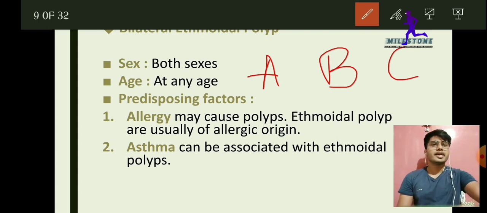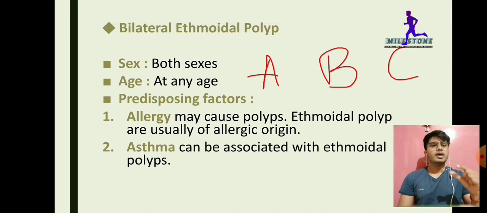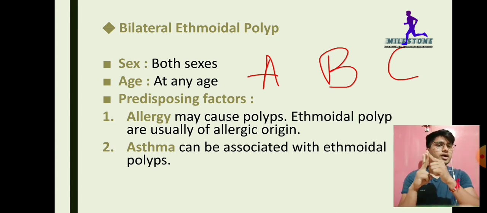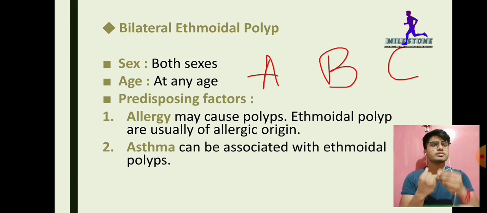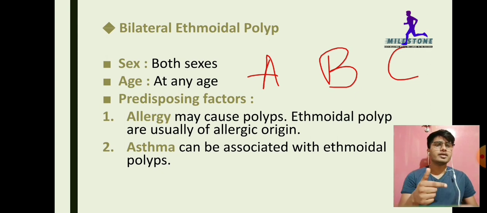A stands for allergy, asthma and aspirin, the three A's. B stands for Bernoulli's phenomenon, and C stands for cystic fibrosis. These five causes are the main causes which contribute to the formation of ethmoidal polyp. Once again, A for allergy, asthma and aspirin, B for Bernoulli's, and C for cystic fibrosis.